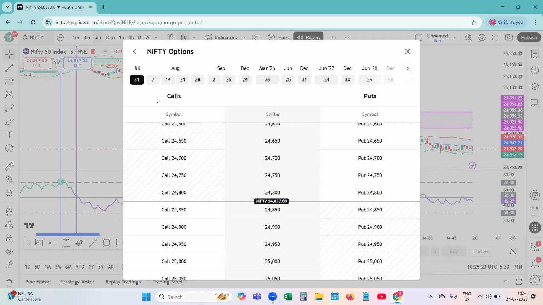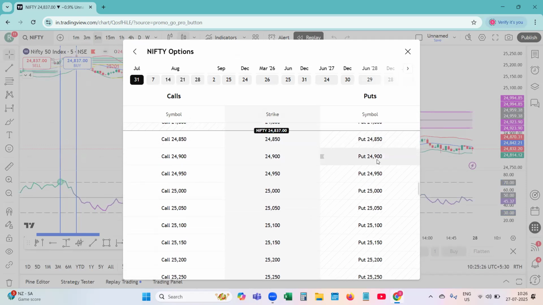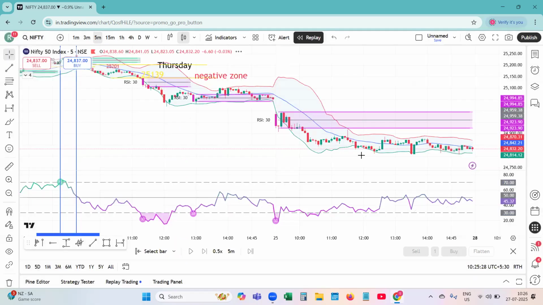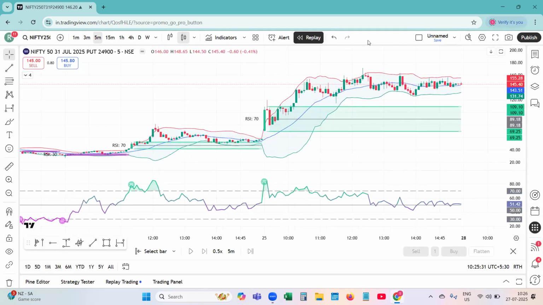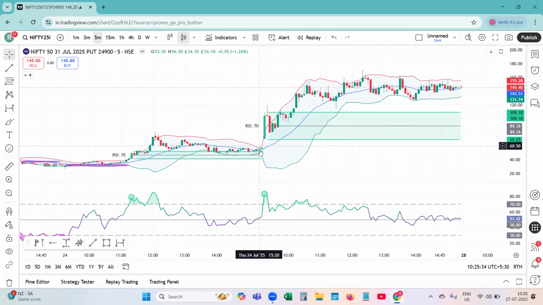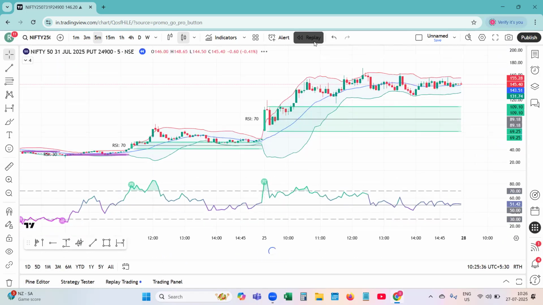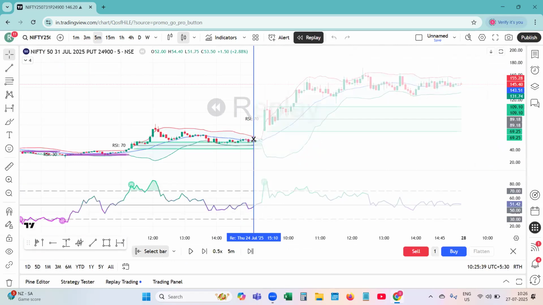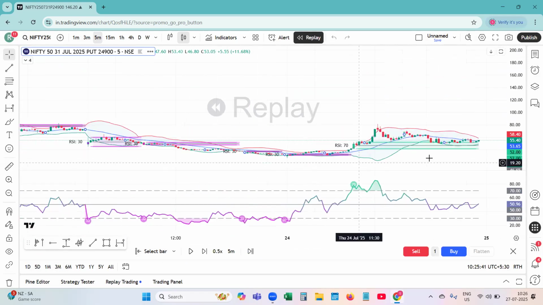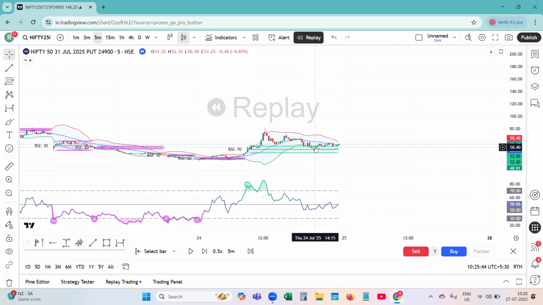Because the market on 31st went down. Let us select the 24,900 put option and let us replay it. Let me go back. I've pressed the replay button and I'm starting the replay from here. Okay. See, already on the previous day, on Thursday itself, it is in the bullish territory. Bullish sentiment had been established in the put option. So you can see the continuation of this.